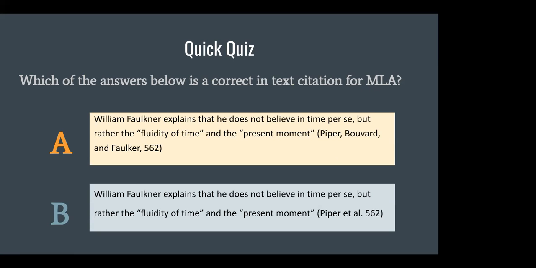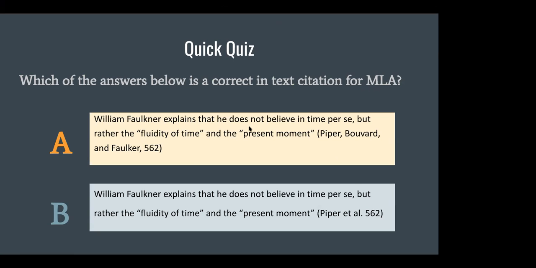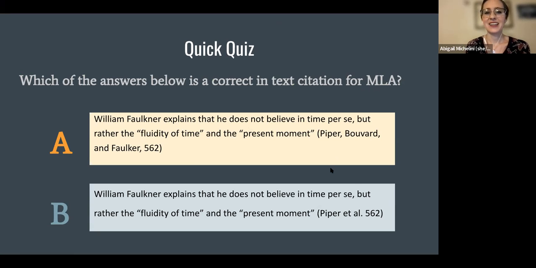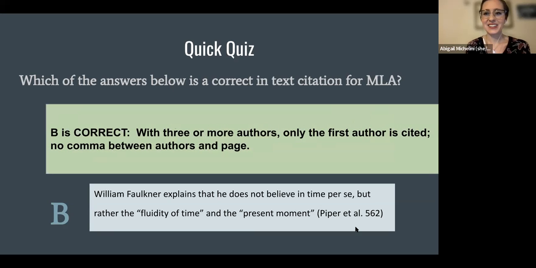Got it, 50-50. Go ahead, yeah, please. B. B, why? I hope I'm not wrong, but isn't it because of the et al that we're not putting everyone? You got it, yeah. Yay. So the 3 or more authors, only the first author, and there's no comma. You see all the commas in the other one? There were tons of commas. So you don't need those. Great job. Okay.